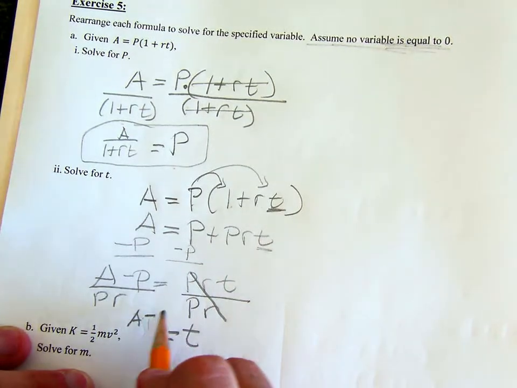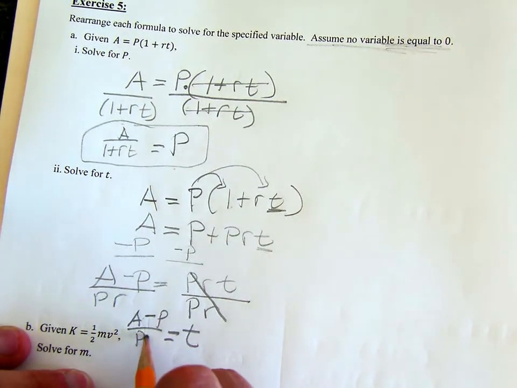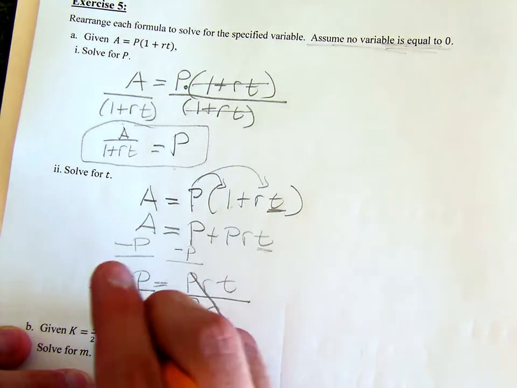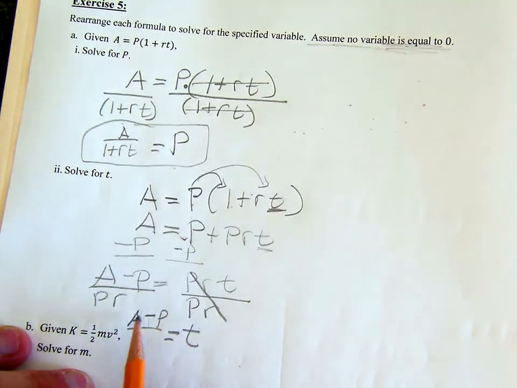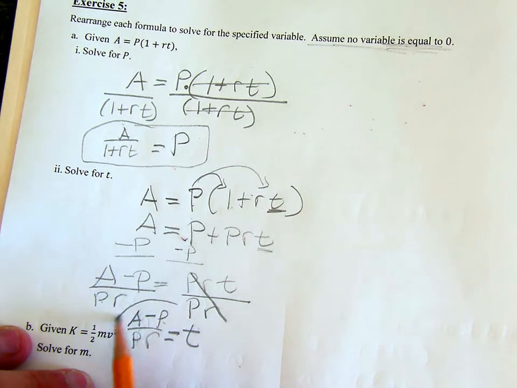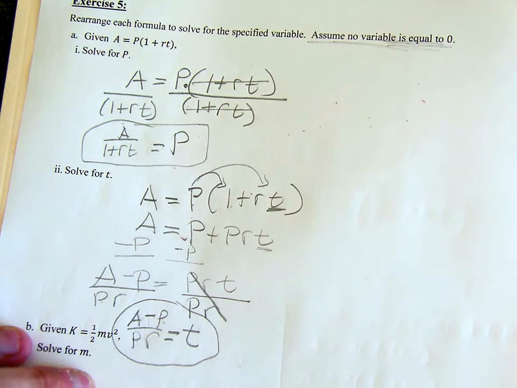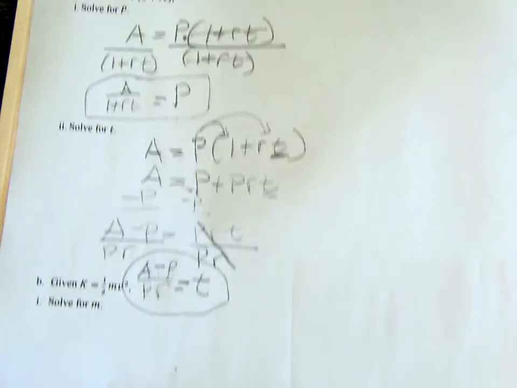Minus P divided by PR. So we'll have T is equal to A minus P divided by PR. And there's T. So now let's look at part B.